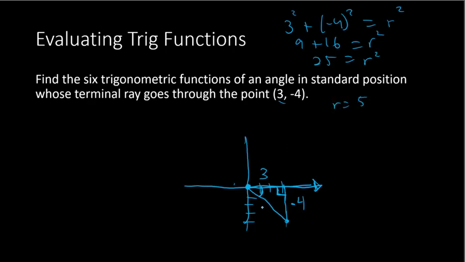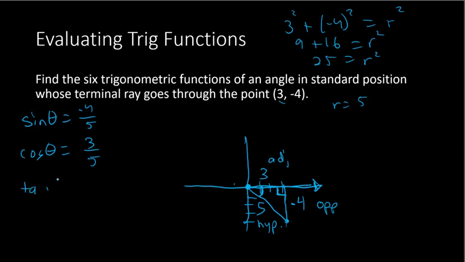All right, so this length would have a length of 5. Now to find the trig functions, all we do is look at these different side lengths. Using this as our angle, this negative 4 is opposite, 3 would be adjacent, and then 5 is your hypotenuse. The sine of theta is opposite over hypotenuse, so we have negative 4 over 5. And then cosine of theta is adjacent over hypotenuse, which is 3 over 5. And then tangent is opposite over adjacent, so we have negative 4 over 3.